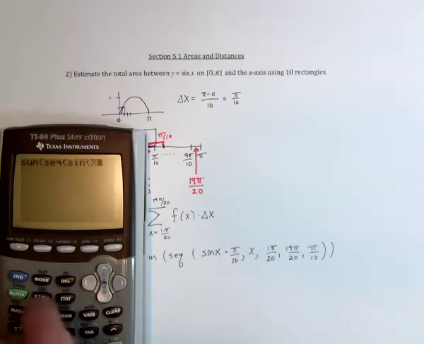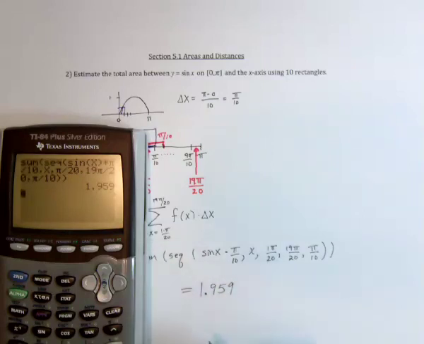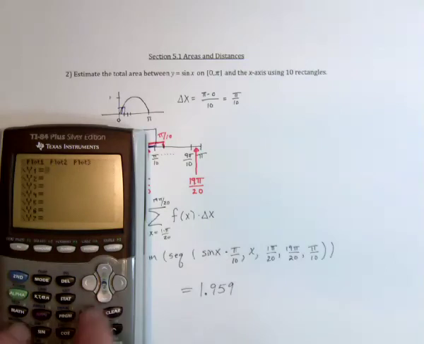And then we've got sine of x times pi divided by 10 with respect to x being the variable, starting at 1 pi divided by 20 and going to 19 pi divided by 20 in increments of pi over 10. The result is 1.959.